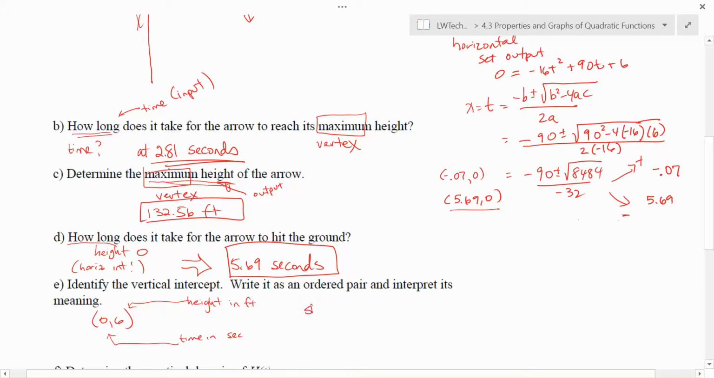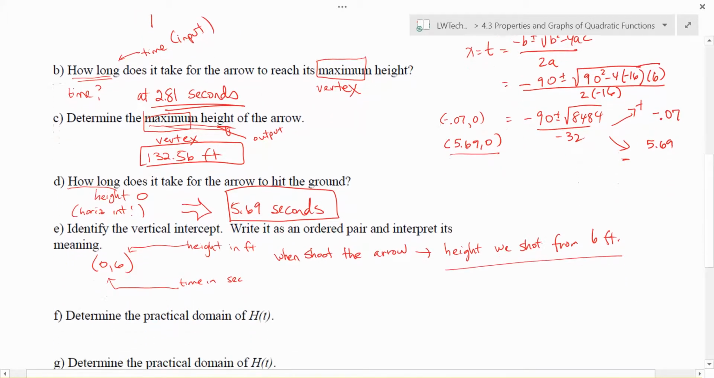So what this means is, when we shoot the arrow, at time equals 0 is actually when we shoot the arrow. So when we shoot the arrow, the height we shot from was 6 feet. It's probably the height of whoever the shooter is, and that should make sense. I don't know if any of you ever tried to shoot an arrow while lying on the ground. It does not really work very well. So in terms of an interpretation, at time 0 when we shoot the arrow, the height that we were shooting from was 6 feet. So that's one way that you can talk about it.